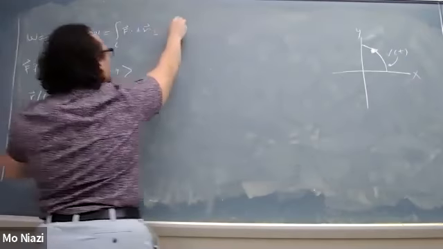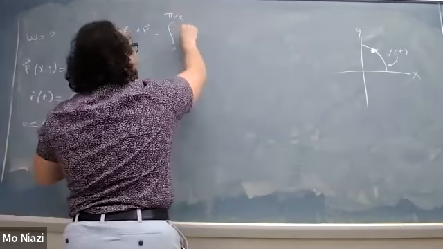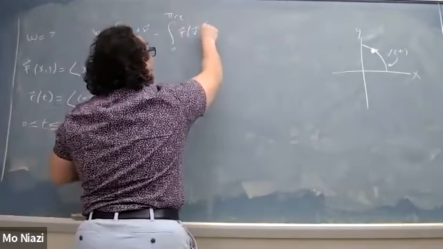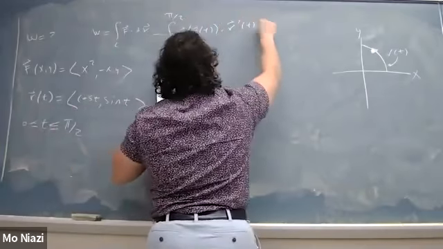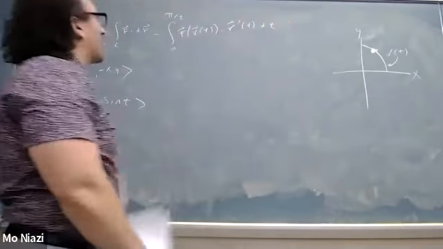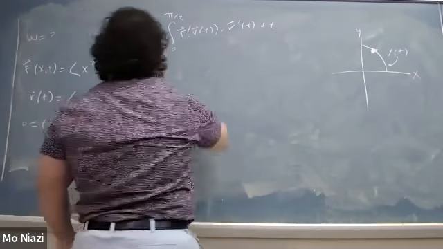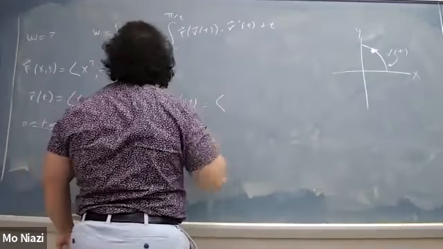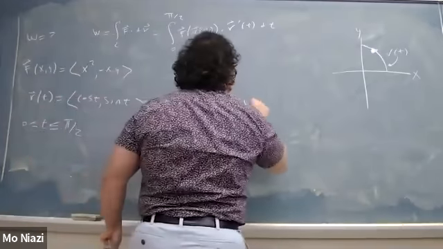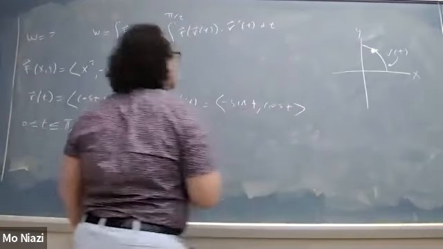Then we notice that this equals the integral from 0 to pi over 2 of F of r of t dot r prime of t dt. So we just have to find these expressions in the integrand to be able to calculate the integral. So what is r prime of t? It's just the derivative of this, d/dt. Derivative of cosine is negative sine. Derivative of sine is cosine. Done. We found r prime of t.